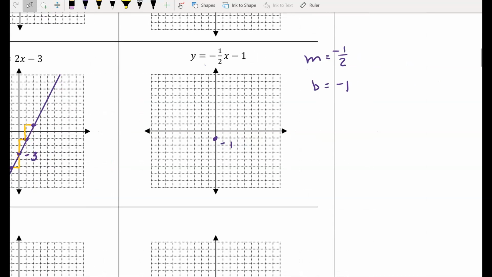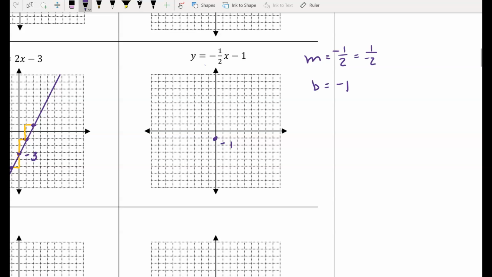And then if you think about that fraction, remember what we talked about in a previous lesson, the negative can be in front of the fraction like it is in the equation, or we can put that negative in the numerator, or we can put the negative in the denominator. It really doesn't matter where that negative is. You just need to go a positive direction and a negative direction to have that negative slope.